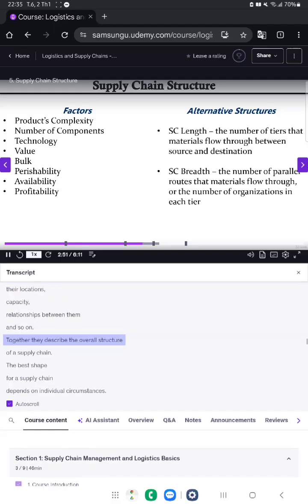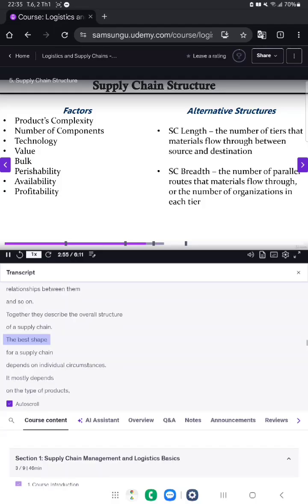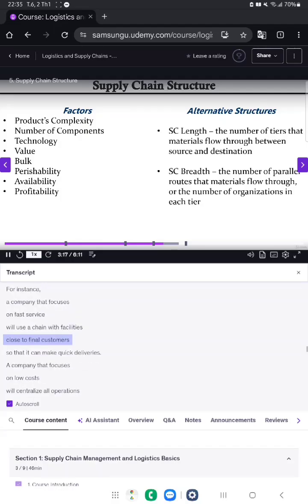Together, they describe the overall structure of a supply chain. The best shape for a supply chain depends on individual circumstances. It mostly depends on the type of product, but also the logistic strategy. For instance, a company that focuses on fast service will use a chain with facilities close to final customers, so that it can make quick deliveries.